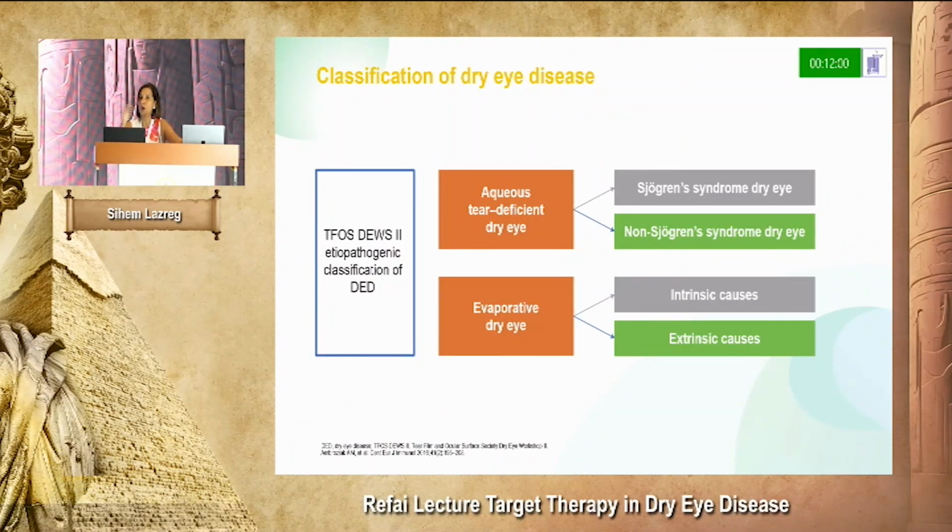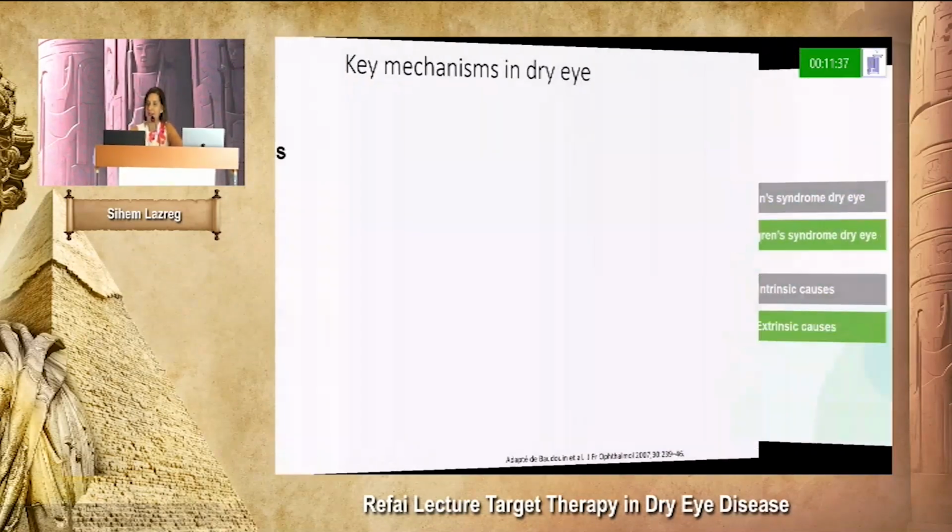We all know that dry eye disease may be aqueous or evaporative. If it's aqueous, we will think about Sjogren, which can be primary or secondary, and all the non-Sjogren syndrome dry eye, or all the immune diseases. And it can be evaporative dry eye, which can be intrinsic or extrinsic.